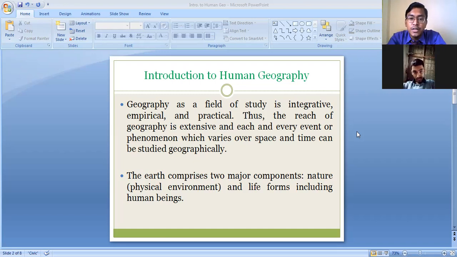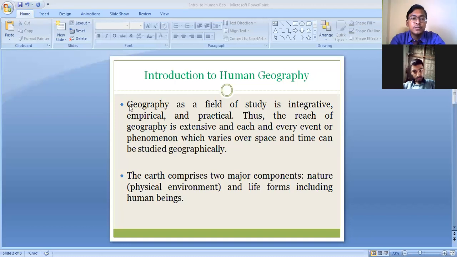Human geography basically deals with the different characteristics and aspects of human beings, like the economy, the culture, the transport and communication systems. All those aspects related to the cultural and economic aspects of human life are the topics which we study in human geography.